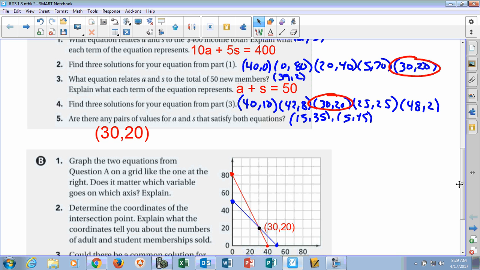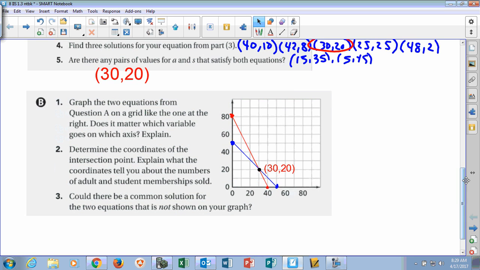Does that make sense? Because again, you can see the two lines touch. That's the only point those two lines share. Every other point is special to that particular line, right? Except for that one point, the point where they touch. So if they sold 30 adult memberships and 20 student memberships, they would make $400, and they'd also sell 50 memberships. And that's the only scenario that's how it's going to work out.